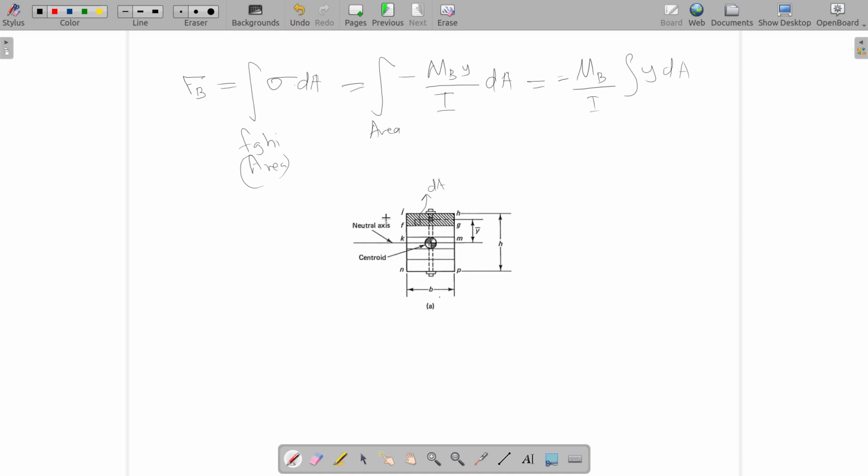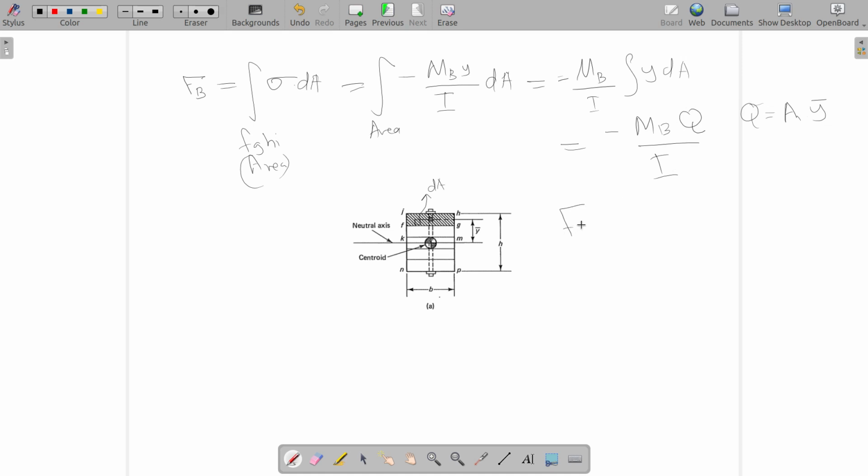That is the first moment of area for the given area. We'll simply use the letter Q for that. Integral y dA is Q, which is the first moment of area. What is the magnitude of the first moment of area? Its definition is integral y dA, and that means the area multiplied by the distance between the centroid of the area and the neutral axis, y bar. So Q is equal to the whole area of the section multiplied by y bar, and that Q will be written here as such, so FB is minus MB Q by I.